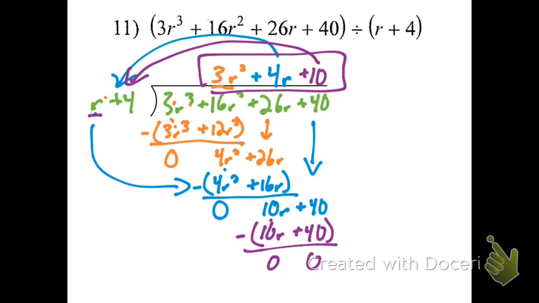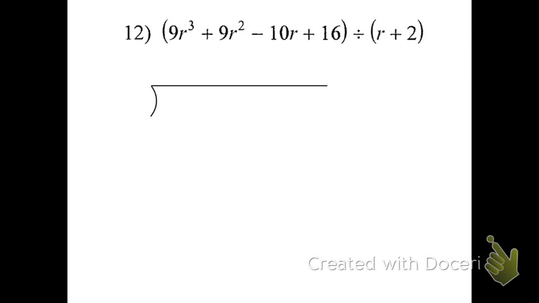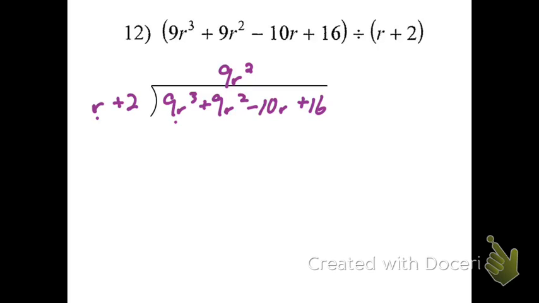Then, number 12. We have r plus 2 on the outside, and on the inside I have 9r to the third, 9r squared, minus 10r, and plus 16. So, what do you multiply by r to get 9r to the third? Well, you got to have a 9, you have to have a 9r squared. So the 9r squared times this will be 9r to the third plus 18r squared. Super important. Distribute to that.